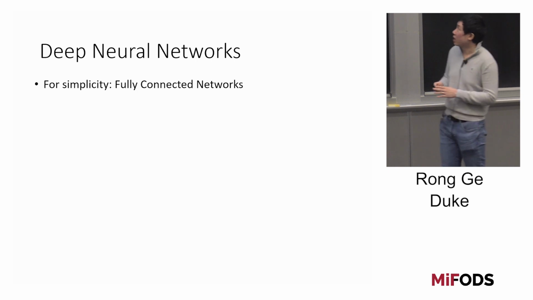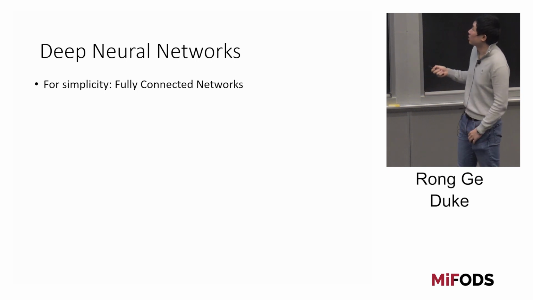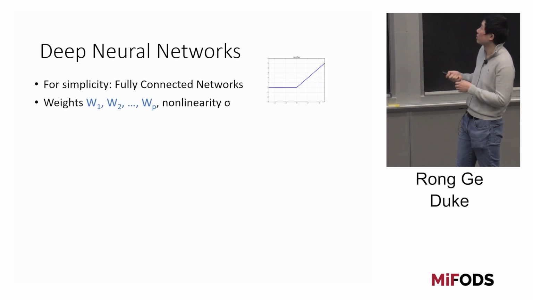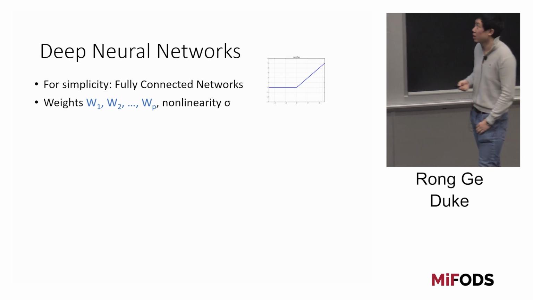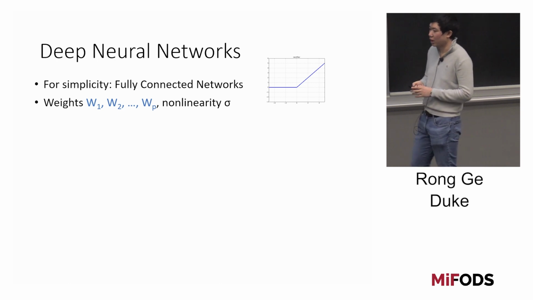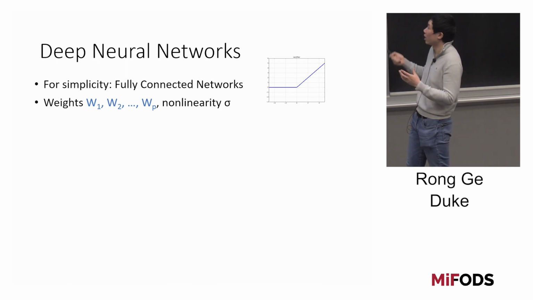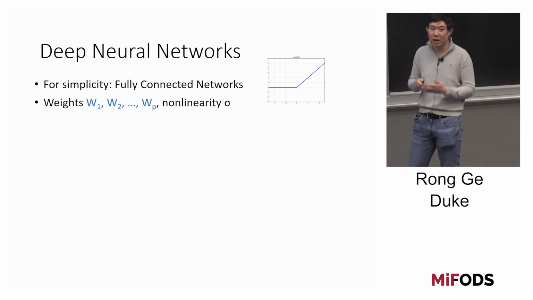Before going into the actual results, I'd like to first give a brief overview of deep neural networks, which I'm just going to do really fast. We are only going to consider fully connected neural networks here. The network is going to have a bunch of weight matrices and nonlinearity. Without specific mention, we will always assume the nonlinearity is the ReLU function, the max of x and 0.